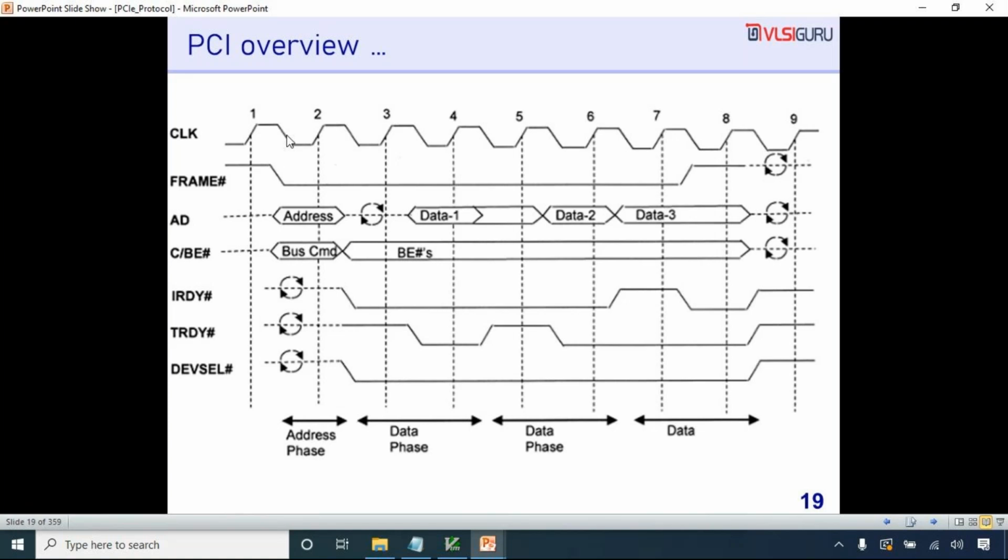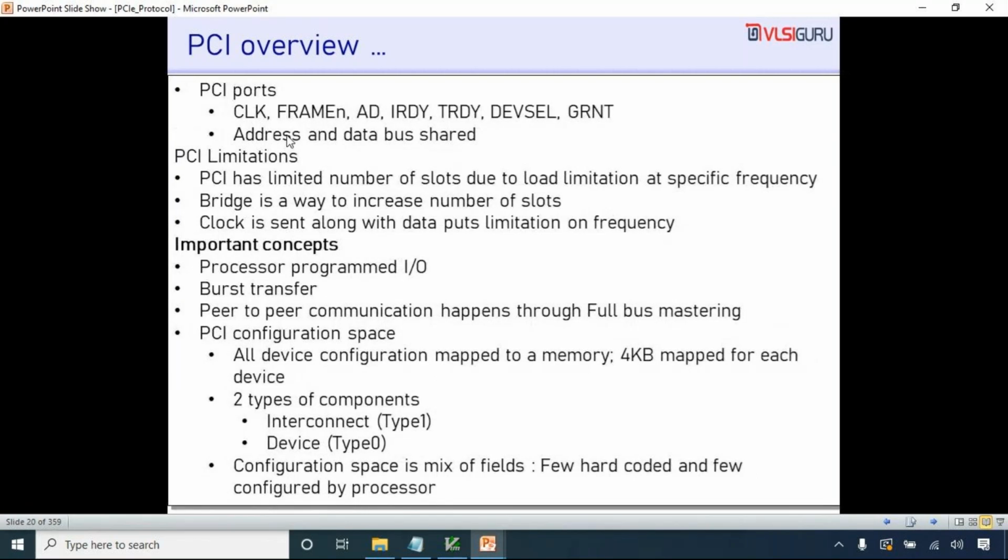Let's not go deep into it. What you should notice here is one address, multiple data phases. This is what we technically call burst transfers. When you have initiated one address phase, as long as your frame is active and T ready is there, you're sending the data transfers. So this is what we call burst transfers. What are the ports that are there in PCI? Clock, frame, and whatever we have seen in the previous diagram: AD, I ready, T ready, device select, grant. Address and data bus are shared.